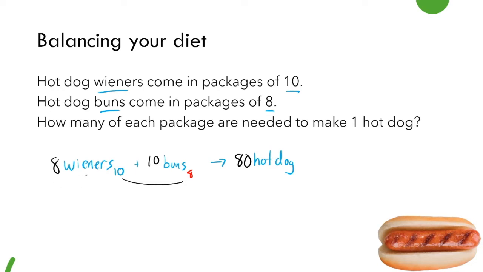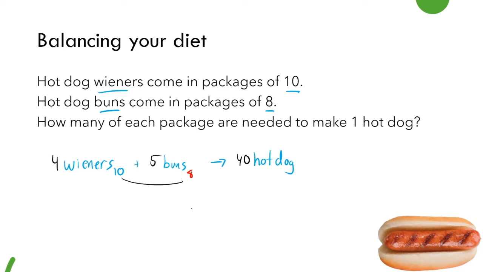So instead of having 8, 10, and 80, we can divide each of those by 2 and get 4, 5, and 40 hot dogs. We have a total of 40 buns and a total of 40 wieners, giving us a total of 40 hot dogs.